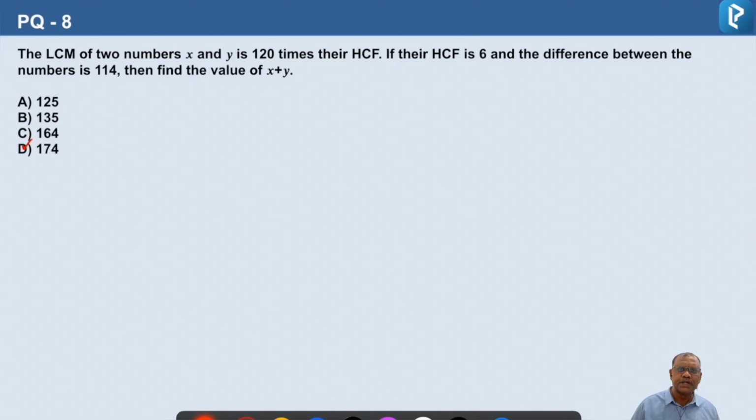Or we can also directly use x into y is equal to 6 into 120. So instead of taking 6x and 6y, we can also take it this way as well. Directly you can assume the numbers as x and y. So their product is x into y is equal to 6 into 120. So using this method also we can directly find out the numbers.